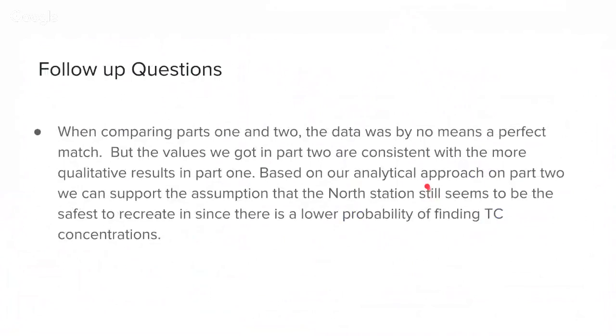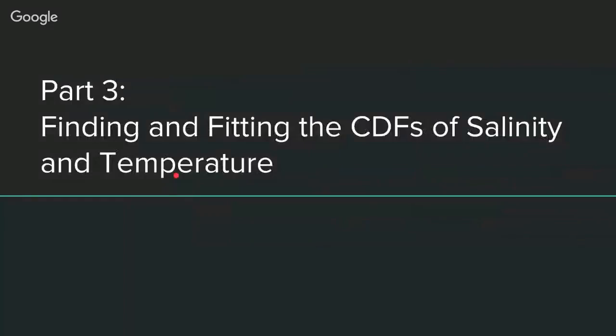So, follow-up questions. When comparing parts 1 and 2, the data was by no means a perfect match, but the values we got in part 2 are consistent with the more qualitative results in part 1. Based on our analytical approach in part 2, we supported the assumption that north stations still seem to be the safest to recreate at, since there's a lower probability of finding TC concentrations. And now for part 3, I'm going to hand it over to Austin.